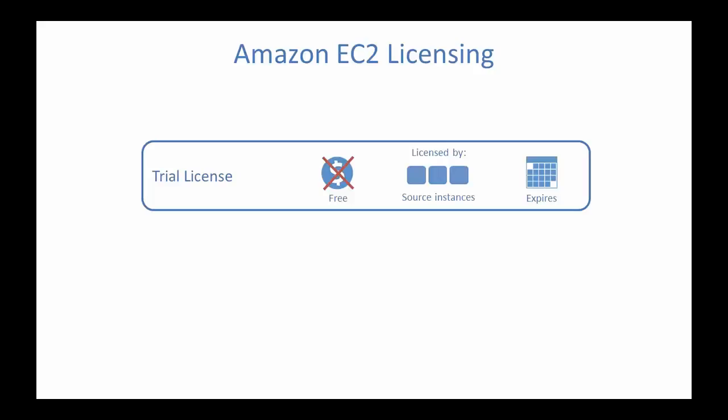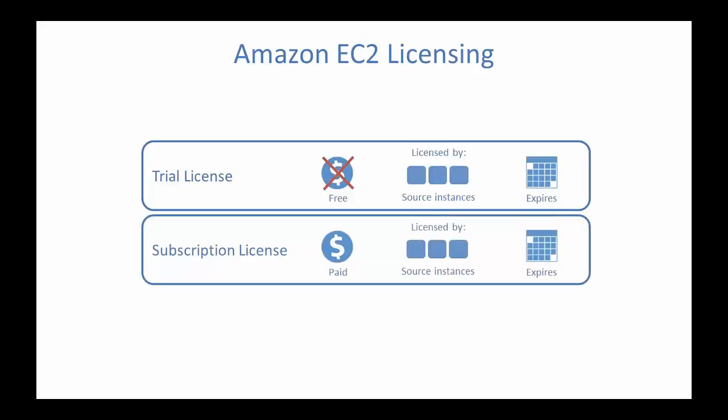The trial license is the same as for VMware: it's free of charge, it expires in 15 days, and it's licensed by the number of source AWS instances that you back up. And then there is a subscription license, which is also a pay-as-you-go thing. You pay monthly, and this license is also licensed by the number of AWS instances.